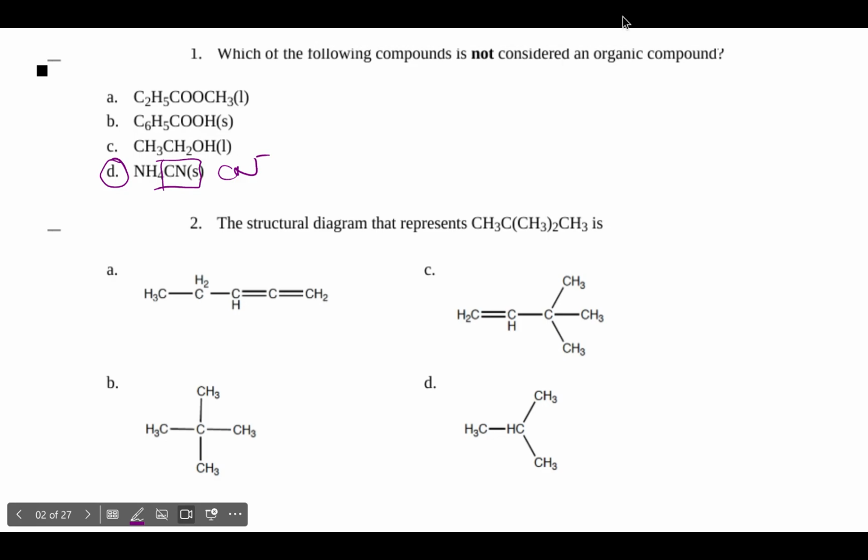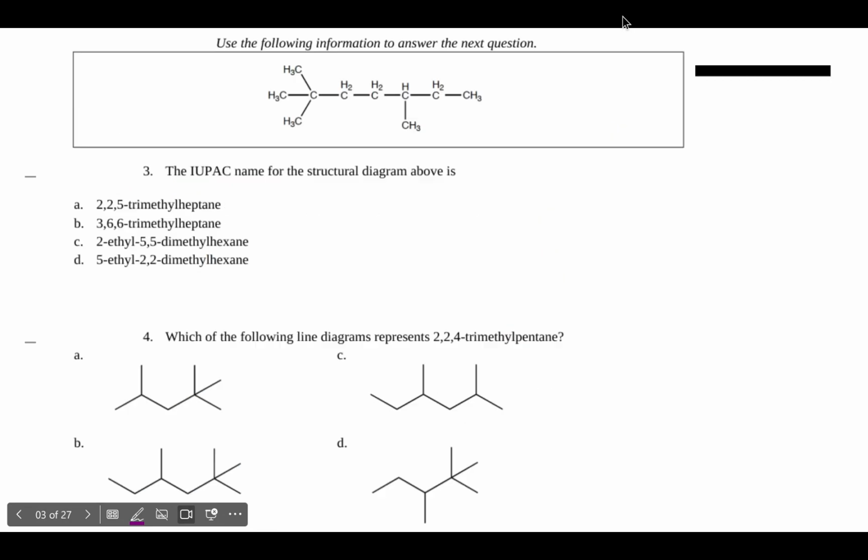In question number 2, we want to be able to draw that structural diagram, and I like just to emphasize that whatever's in brackets is going to be a branch. So I like to draw it out, so I would have 3 carbons on my main chain, and then 2 methyl groups on carbon 2, because there's 2 of them in brackets. And then we know that the end ones are CH3, so we can add that. And when we take a look, we see that drawing is going to be B.